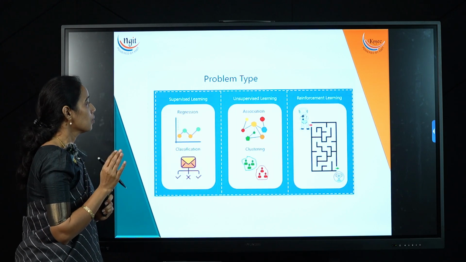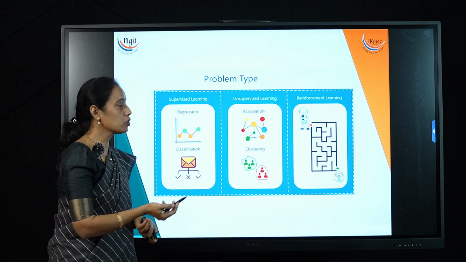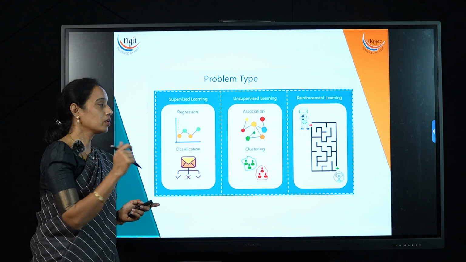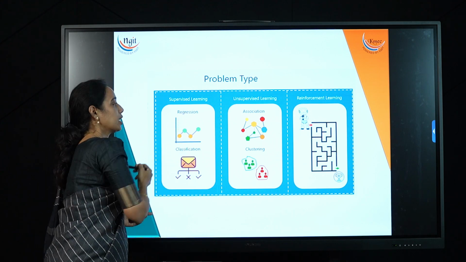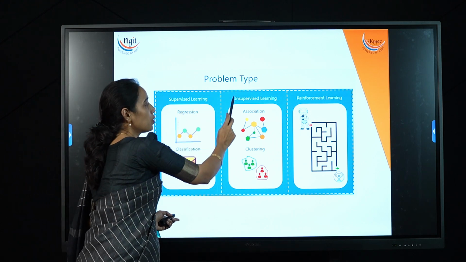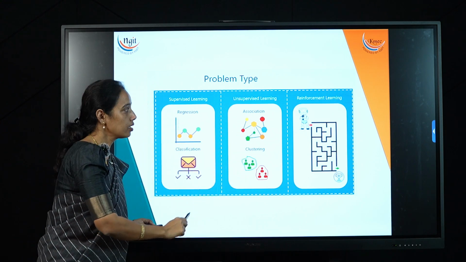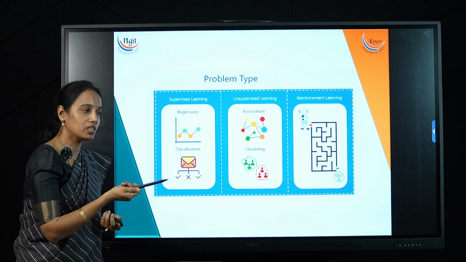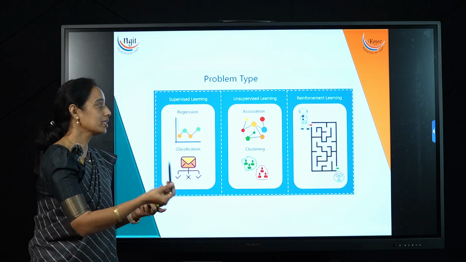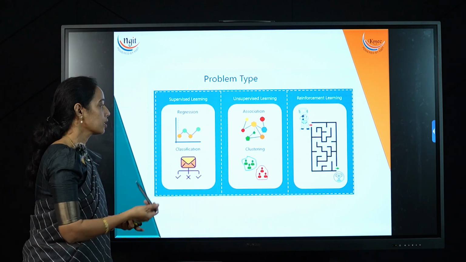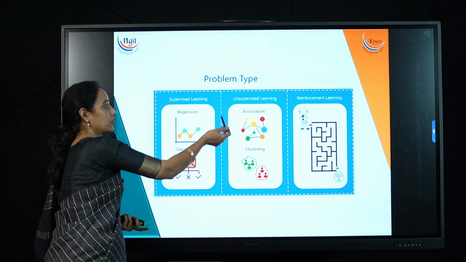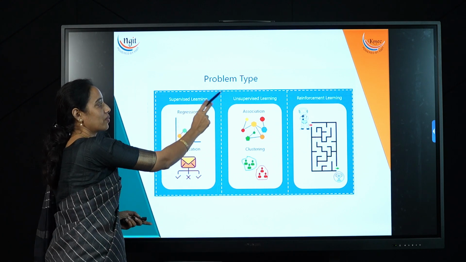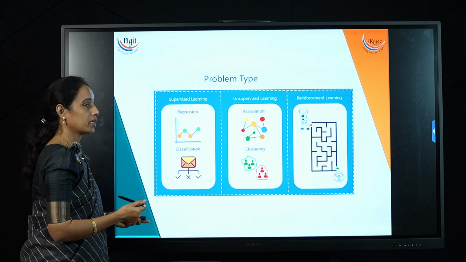Then the problem type: for what problems will we use supervised, unsupervised, and reinforcement learning? Supervised comes under 2 problems, regression and classification. Unsupervised has association and clustering. Reinforcement learning is different: when an agent wants to interact with the world and win some game, it comes under reinforcement learning. I'll explain in the further slides what these different types of problems are with examples. For these problem types, you'll use supervised, unsupervised, and reinforcement learning.